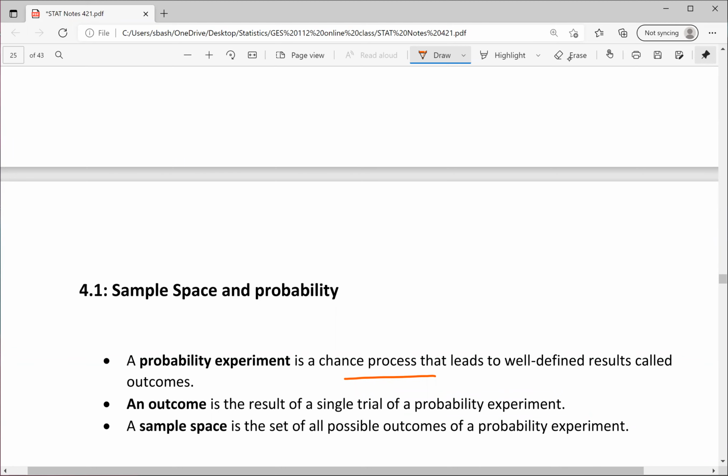Sample space is the set of all possible outcomes of a probability experiment. So we have the probability experiment, we have the outcome, and we have the sample space. We are going to speak about these three terms now.